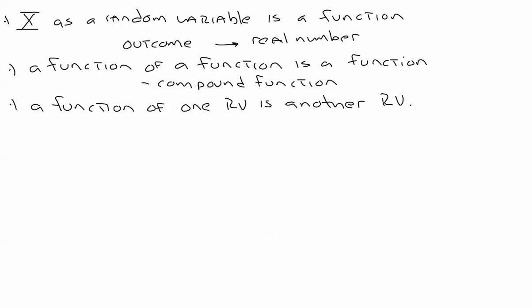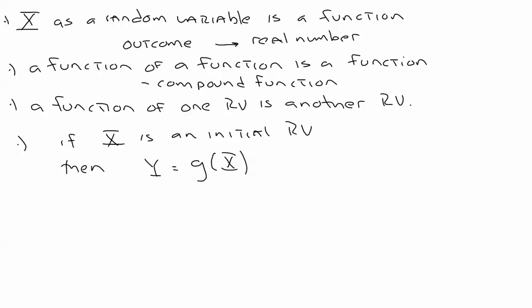All right? So if x is an initial random variable, then y, which is some function of x, is a new random variable. The transformation function, let's just call that g with an arbitrary argument, is what's going to be known as my transformation function.